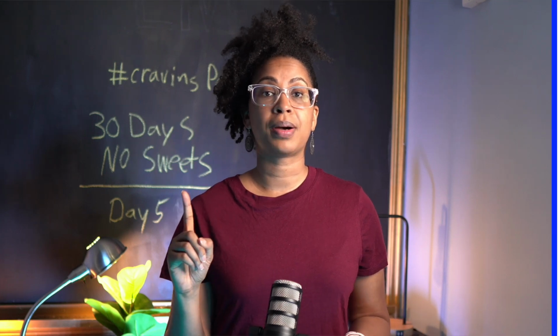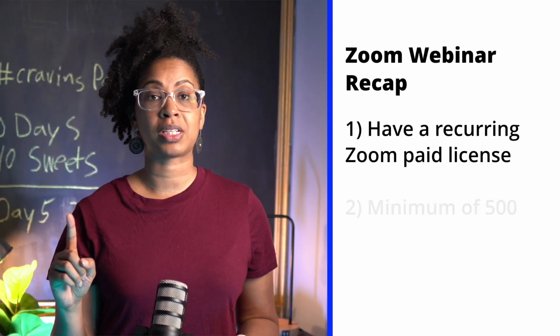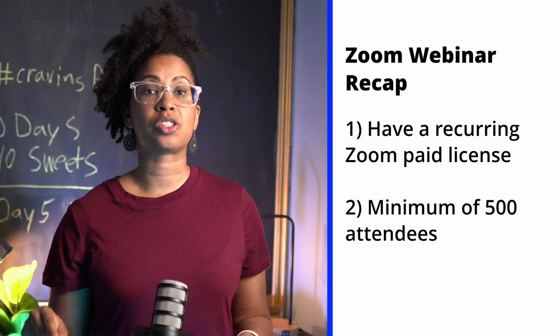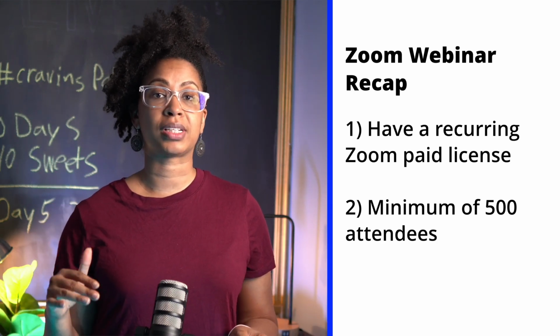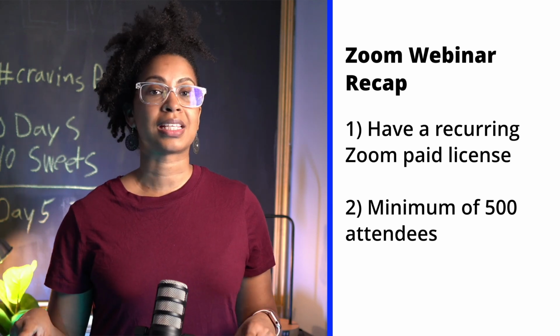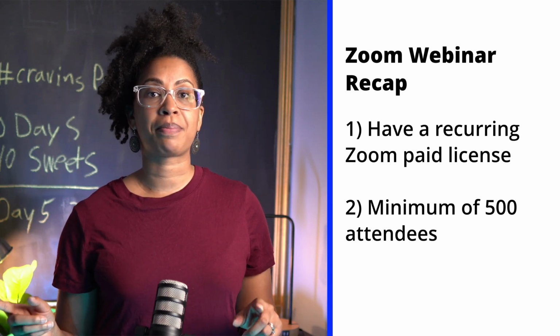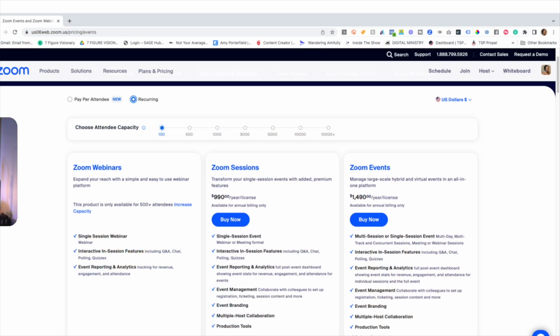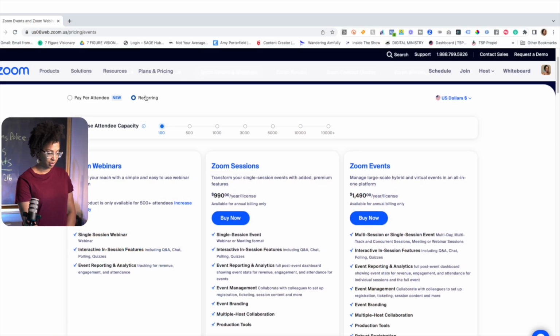So a brief recap when it comes to Zoom webinar. Number one, you must be on a recurring subscription, whether that's annually or monthly. And then number two is you have to have the minimum of 500 attendees and above. So let's go back and change everything from pay per attendee to the recurring subscription. All right, so let's go ahead and put this on the 500 mark.